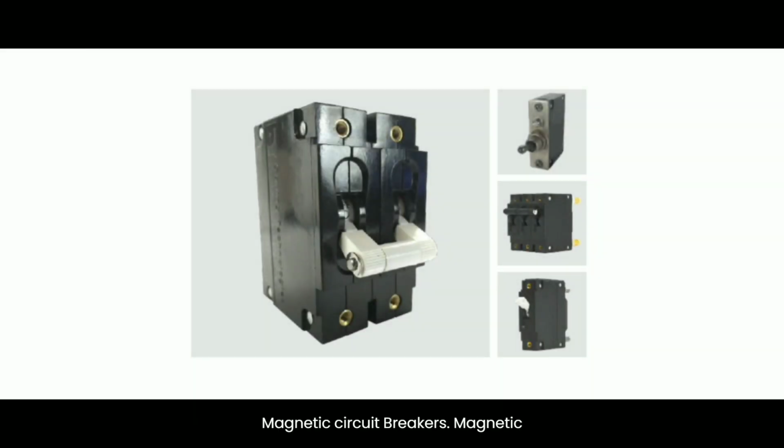Magnetic circuit breakers. Magnetic circuit breakers operate based on the principle of electromagnetic induction. They have a solenoid coil that creates a magnetic field. When a short circuit occurs, the excessive current generates a strong magnetic field, which activates the tripping mechanism and opens the circuit. Hybrid circuit breakers. Hybrid circuit breakers combine both thermal and magnetic elements to provide protection against a wide range of overcurrent conditions.